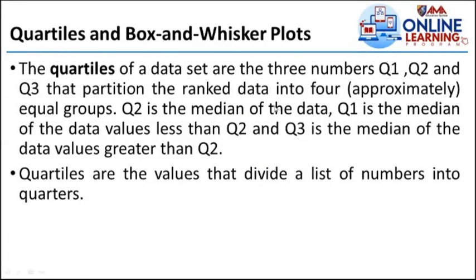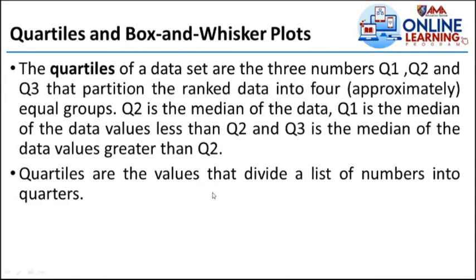Quartiles and box and whisker plots. The quartiles of a data set are three numbers, quartile 1, quartile 2, and quartile 3, that partition the ranked data into four approximately equal groups. Quartile 2 is the median of the data. Quartile 1 is the median of the data values less than quartile 2. And quartile 3 is the median of the data values greater than quartile 2. So, paano kuhanin yung median po natin kanina? I-arrange po natin. Tapos kung ano yung nasa gitna ng score, that is our median.